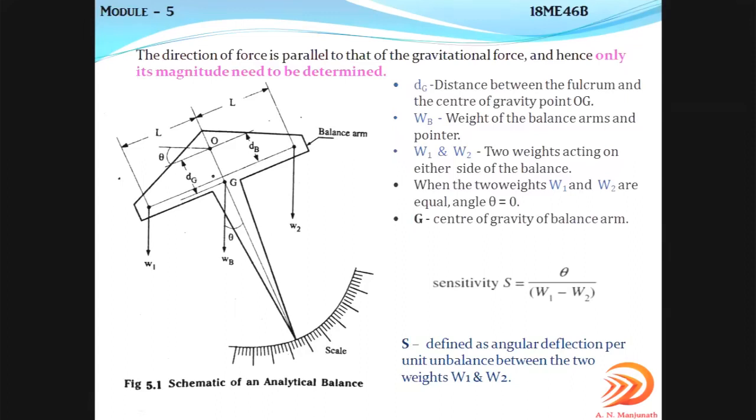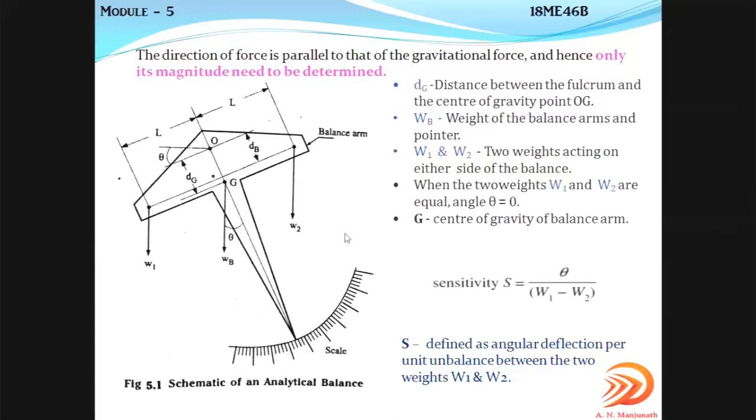See the balance arm here. This arm rotates about the point O. With respect to this point, the balance arm is going to move. There are two forces, W1 and W2, applied at the ends of the arm. W1 is the unknown force, whereas W2 is the known force due to the standard mass.